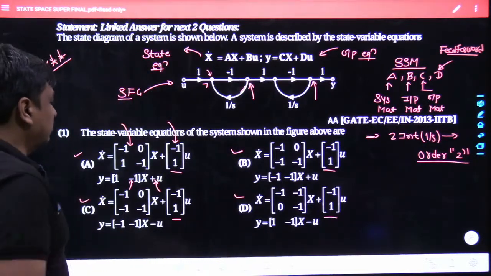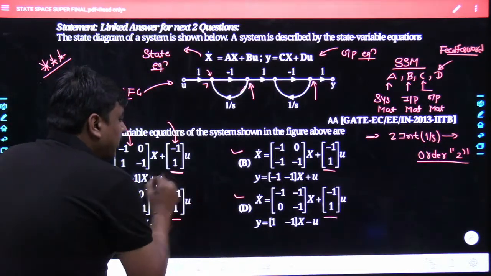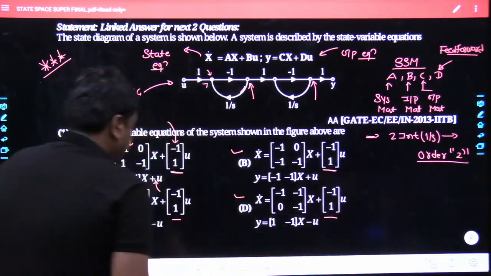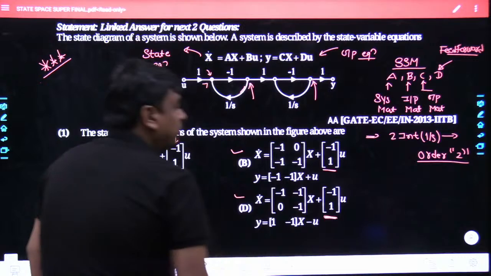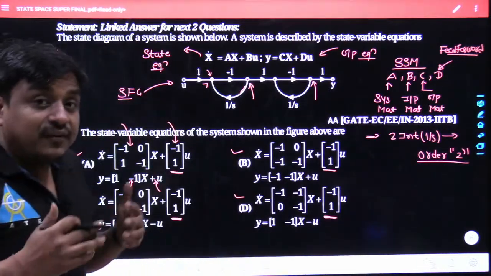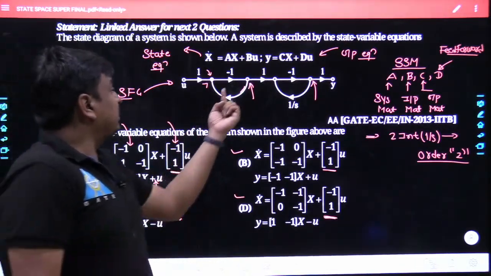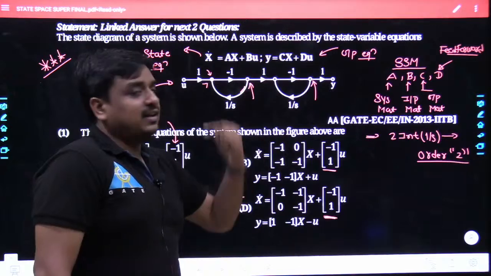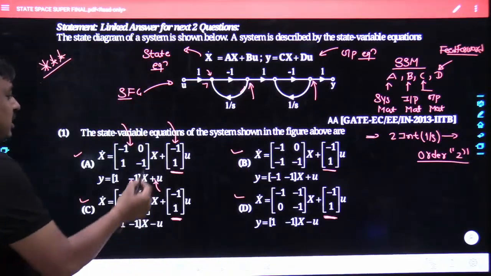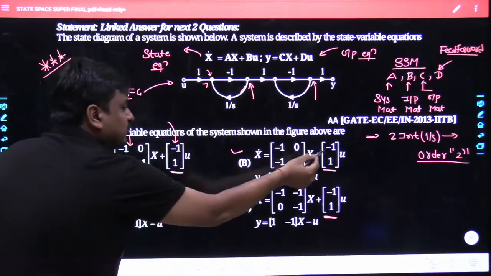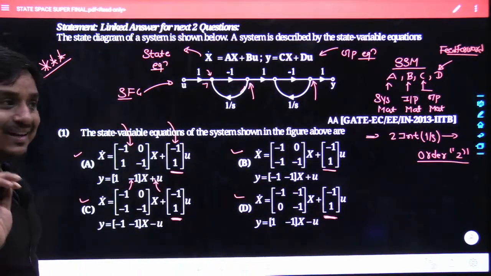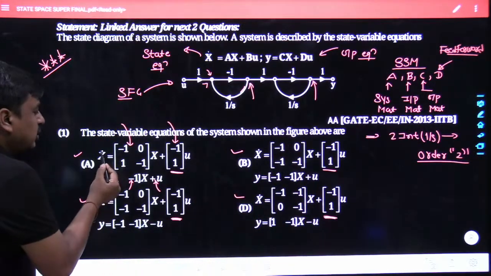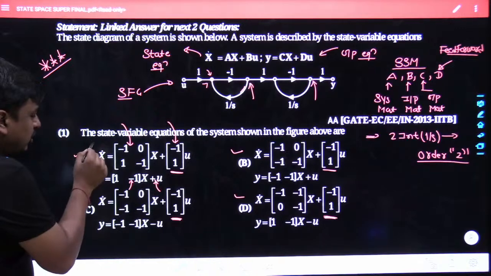That is why I used to say, out of the 4 matrices A, B, C, D, deliberately they keep one matrix common in all of the 4 options, such that you'll have a fair idea whether I should take this as x1 dot or this as x1 dot. You can see very well. -1 and 1, -1 and 1, -1 and 1, -1 and 1. May I know what it indicates? It indicates x dot would be a column matrix, x1 dot, x2 dot.